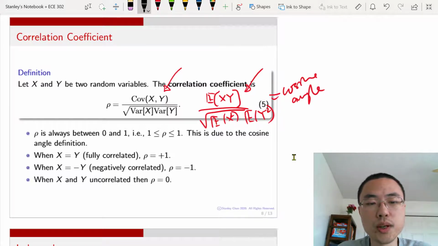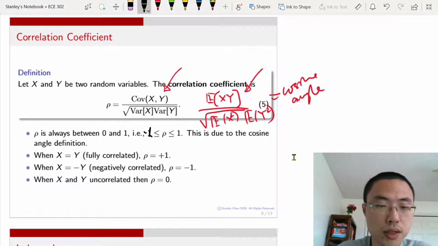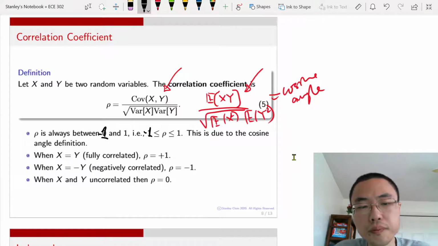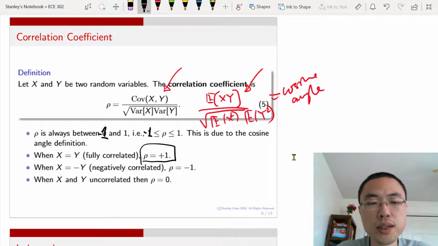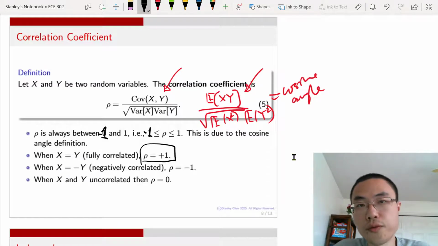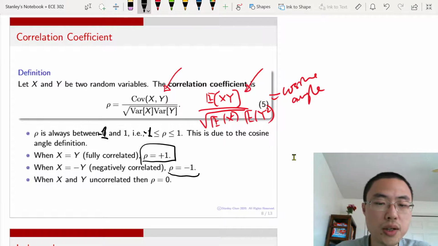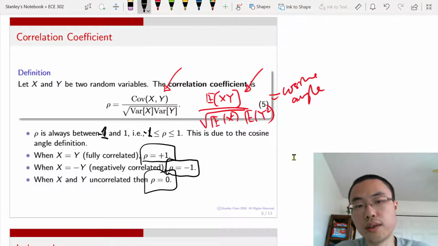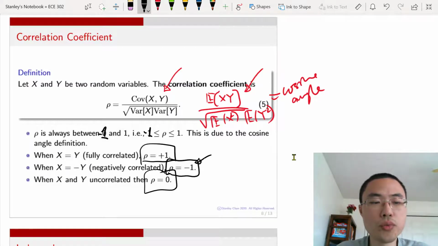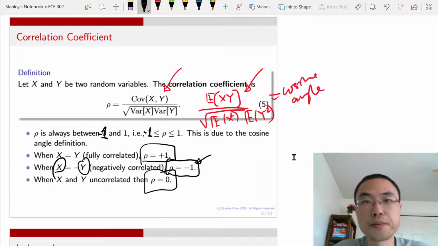It is always between minus 1 and 1. You can have rho equals plus 1, which means x and y are fully correlated. If it is minus 1, that means they are negatively correlated. If it is 0, that means they are uncorrelated. Notice that negative 1 doesn't mean that they're uncorrelated. Negative 1 means that they are negatively correlated, because if you know x, you also know y, since y will just be the flipped version of x.